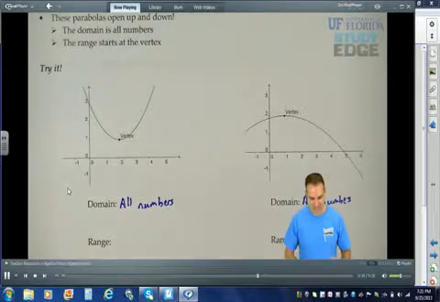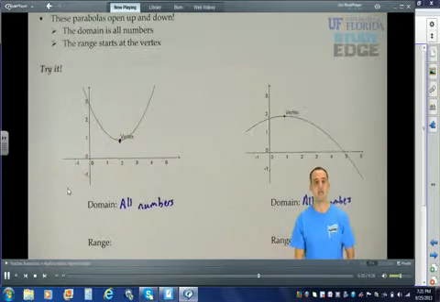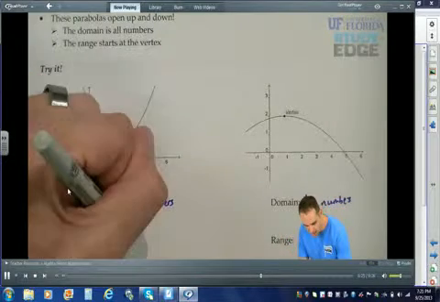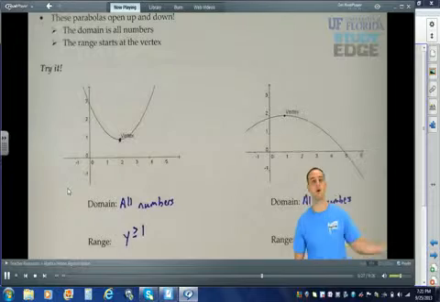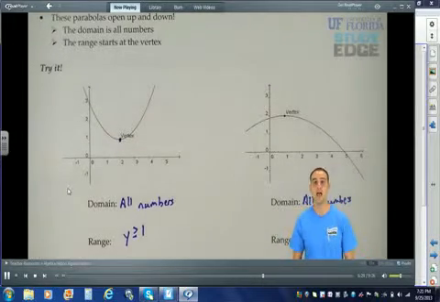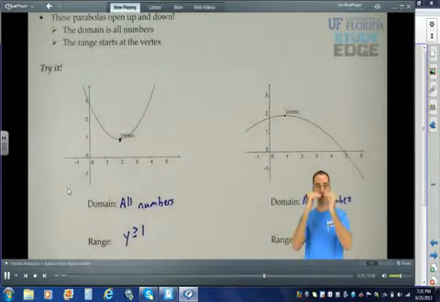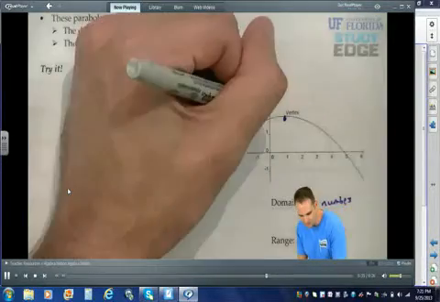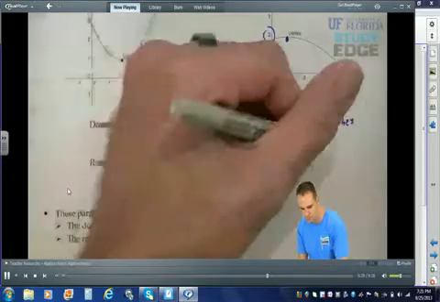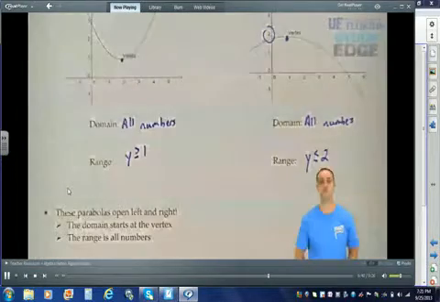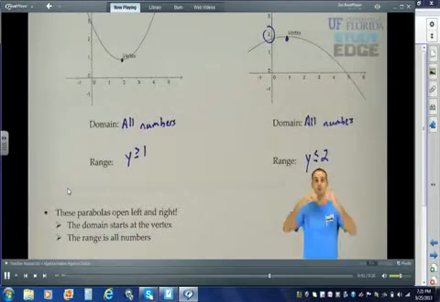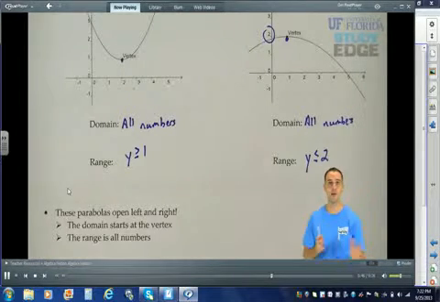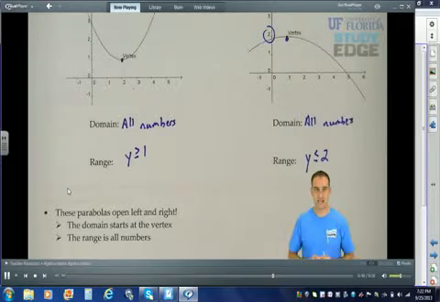Range starts at the vertex. Starting at the vertex here is 1. If you notice everything above, everything greater, so you'd write this as y is greater than or equal to 1. But for this one, it's everything below, which would be less than or equal to. Here the vertex starts at the y coordinate of 2, so the range in this case would be y is less than or equal to 2. So if you have a parabola opening up or opening down, the domain is all the numbers because it goes left and right forever, but the range starts at the vertex.